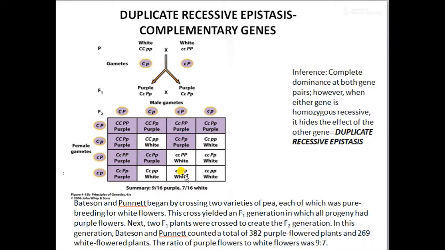Here capital letter P is there, but the small letter c, small letter c, the homozygous recessive c variant, will inhibit the action of the capital letter P. So that is a case in which recessive epistasis is happening. That is, a homozygous recessive allele is inhibiting or controlling the effect of what? Another allele or a non-allelic gene.